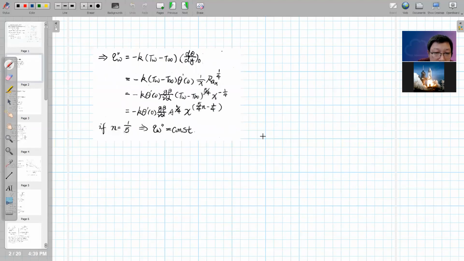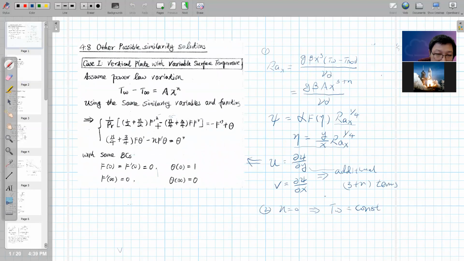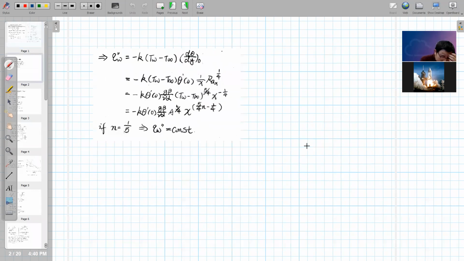After you obtain these two ODEs for the similarity equations, this is a third-order ODE for f and a second-order ODE for theta, with five boundary conditions. You can numerically solve for f prime, f prime prime, f prime prime prime, and you can solve for theta, theta prime, theta prime prime as a function of eta. After you solve it, you can calculate the wall heat flux.